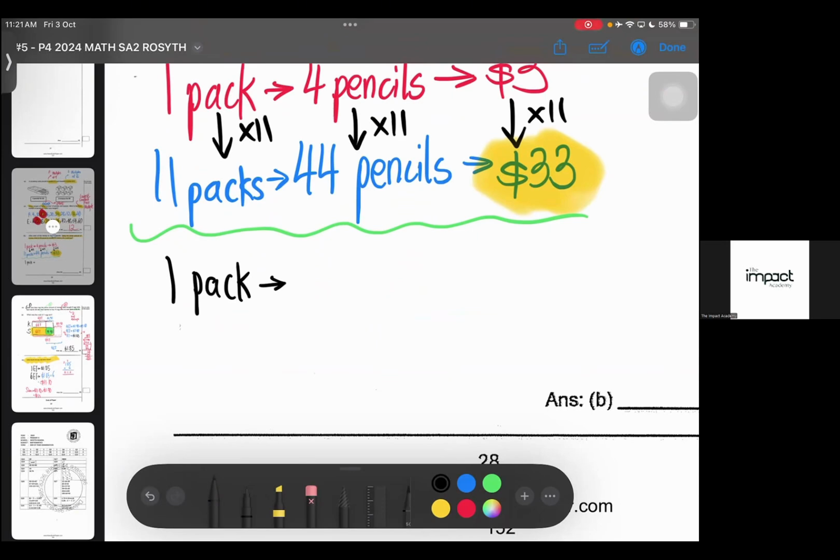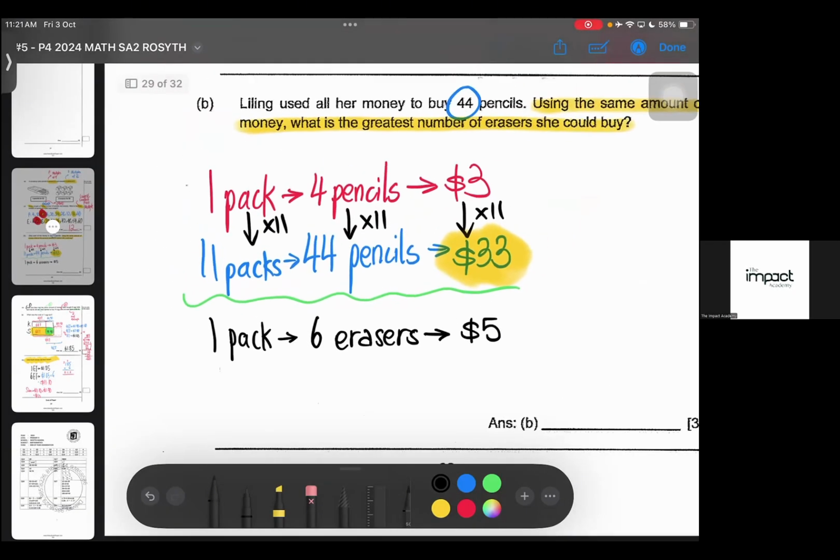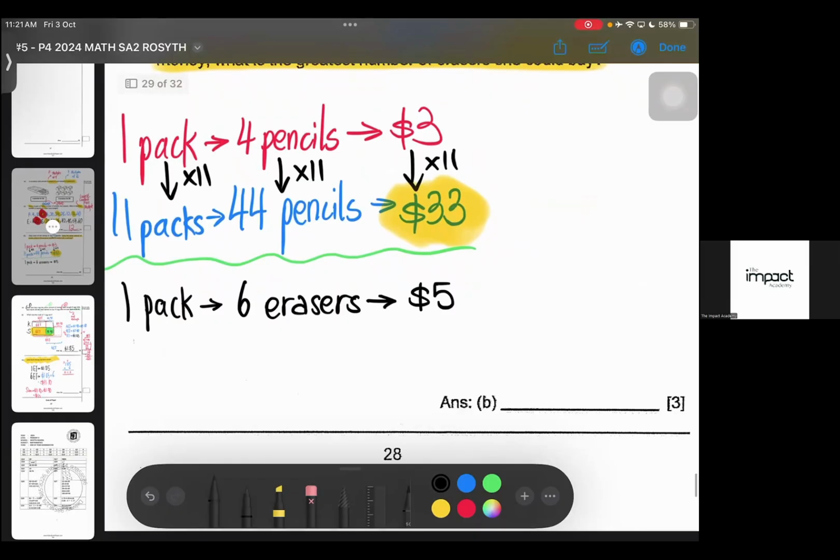6 erasers in one pack. 6 erasers. Very good. 6 erasers for how much? $5. Okay. She says she wants to use the same amount of money. True. She wants to use the same amount.